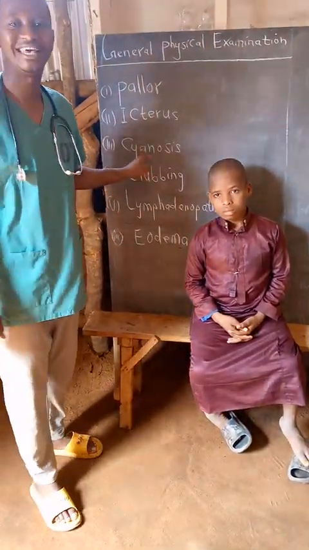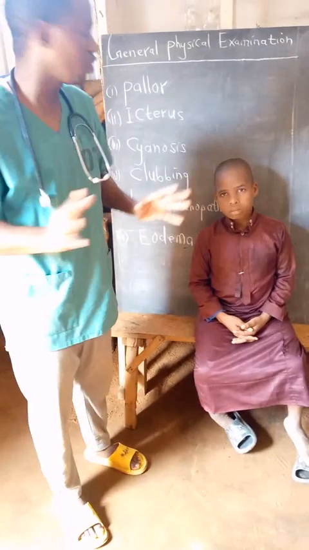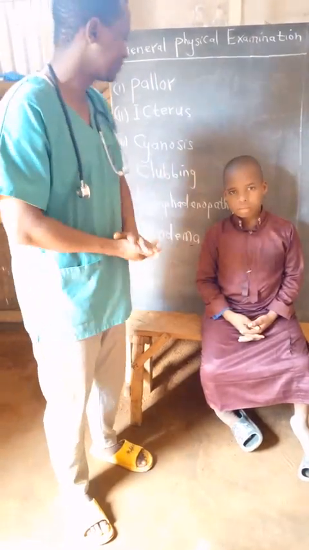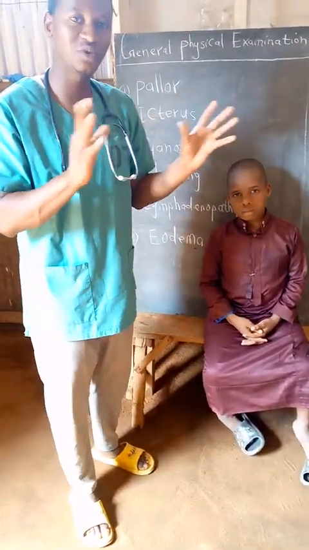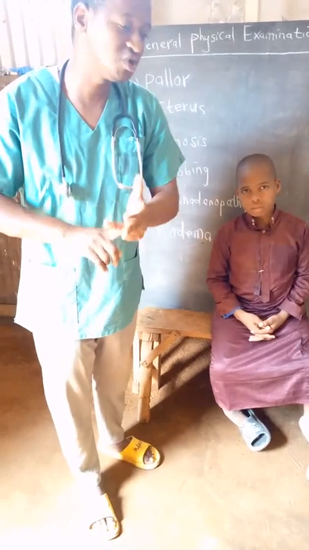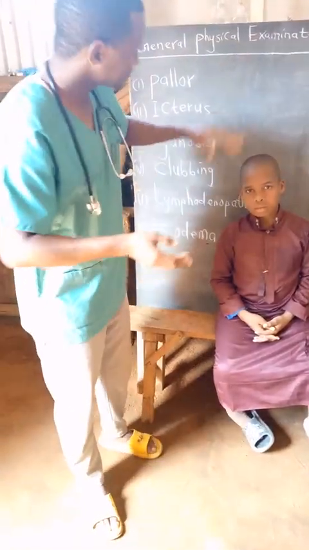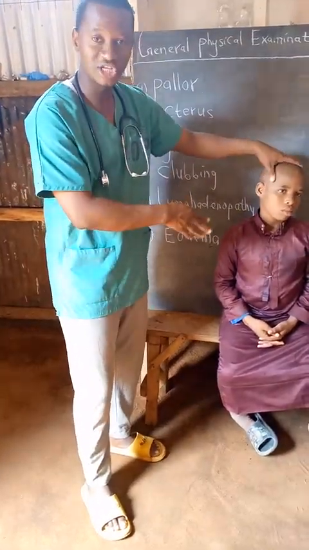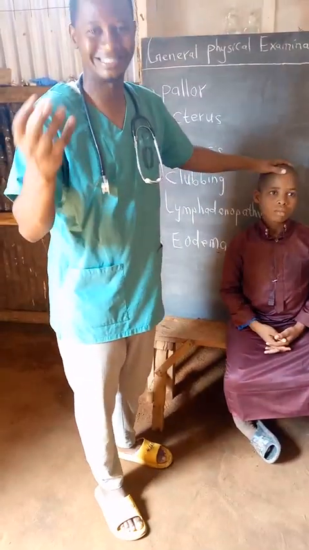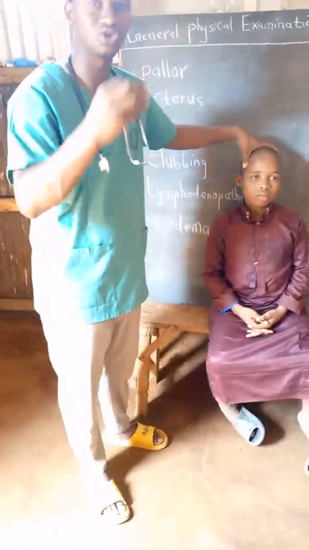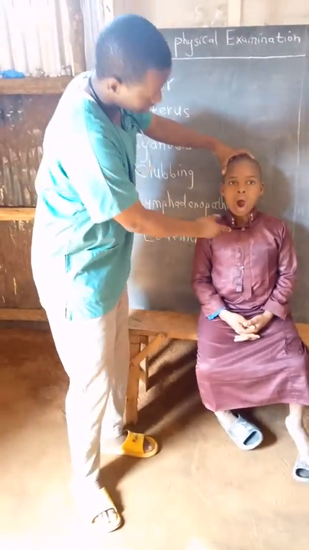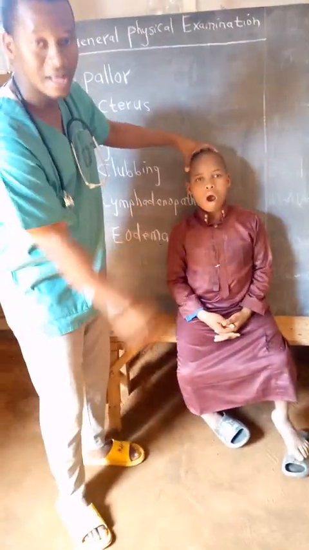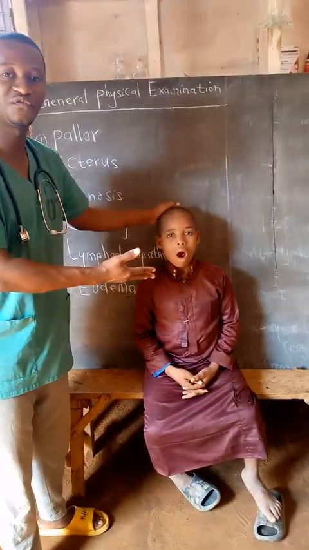The third one is cyanosis. Cyanosis is the bluish discoloration of the skin and mucous membrane due to decreased hemoglobin level in the blood. There are two areas where to look for cyanosis: peripheral cyanosis and central cyanosis. Peripheral cyanosis you can check for in the periorbital region, any bluish discoloration of the skin. You can also check for central cyanosis in the mouth. You instruct the patient to open his mouth and look for bluish discoloration of the tongue and the lips. This is how you examine for cyanosis.